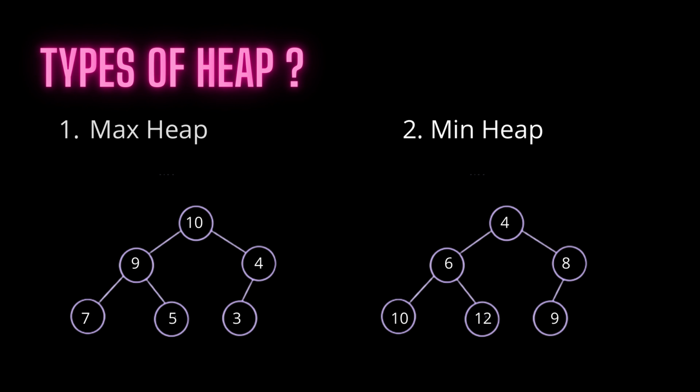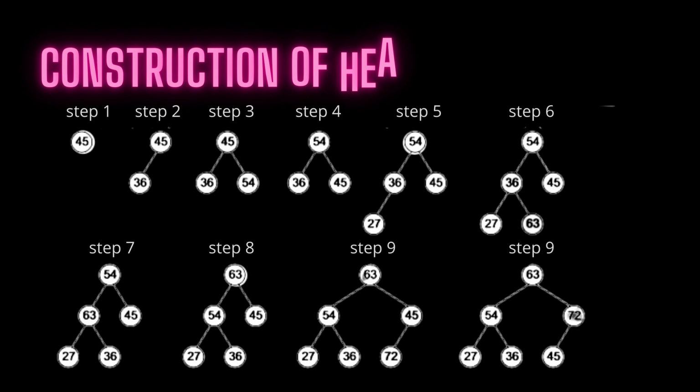And when we talk about min heap, the root node has a smaller value than its child nodes. That is, the parent node is always smaller than its child nodes. We can see this in the image there. Now let's start with construction of heap.